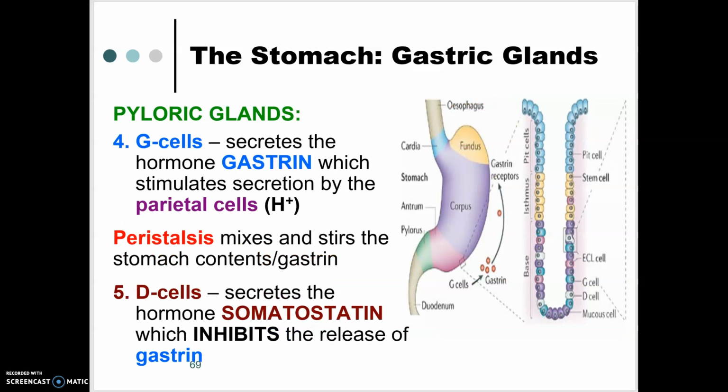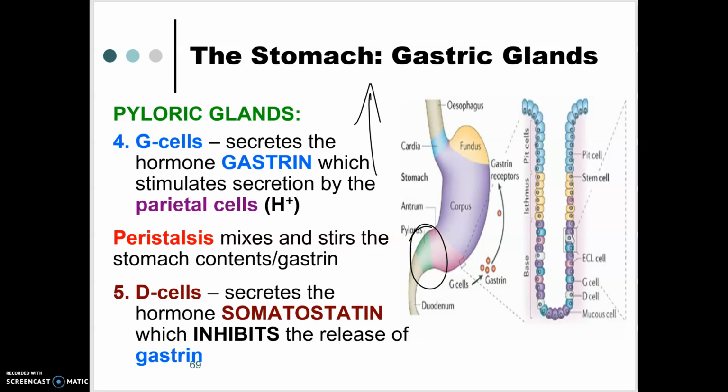Now, these gastric glands that we're going to find deeper in the stomach, we see them in the pylorus. Remember, the pylorus is going to be this deep part of the stomach here that connects it to the small intestine. We're going to find the last couple of cells that we talked about. We're going to find these G cells, and we're going to find D cells. Now, these are both endocrine cells that are going to produce hormones. Our G cells are going to produce a hormone called gastrin, which is going to stimulate secretion by the parietal cells, so it's going to increase the amount of acid that's in our stomach.